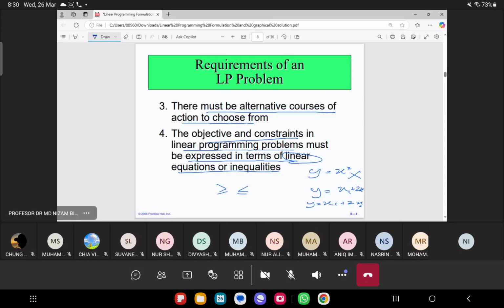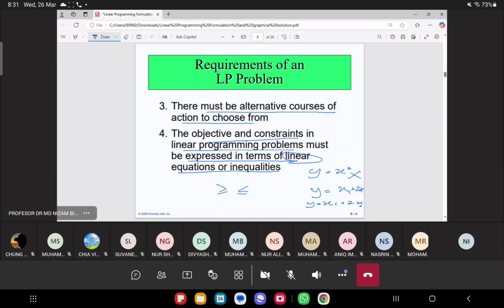For example, a number of machines, and so on and so forth, right? And the third requirement is there must be alternative courses of action to choose from. So if the company has only one option to choose from, the example given just now is the manufacturing of a car by Proton. If Proton has only one model, then there's no alternative course of action. Then you don't use a linear programming problem to solve it, to optimize it.